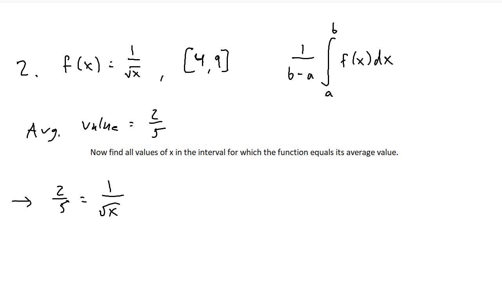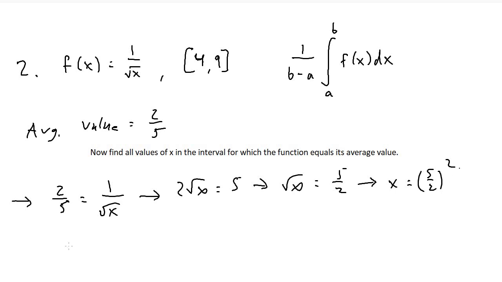So if I were to simplify this, I would just cross multiply those values. I get 2 times the square root of x equals 5 times 1, which is 5. So then if I divide by 2, I get the square root of x equals 5/2. And then to get rid of the square root, I have to square it. So then x equals 5/2, the entire fraction squared. So then x is going to be equal to 25 over 4.